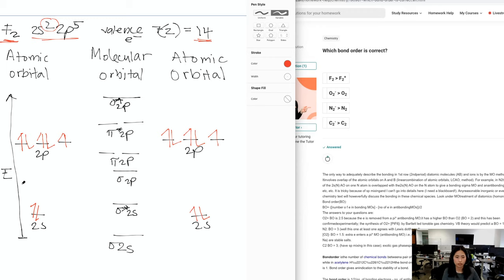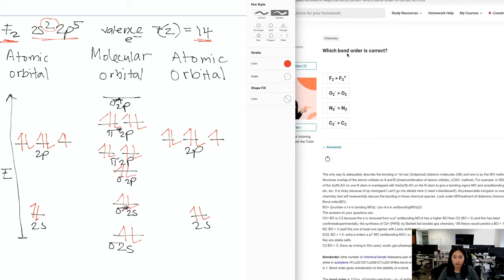And then for your molecular orbital, because you have 14 valence electrons, you start from the lowest energy level. And again, Hund's rule applies. That means you have to fill in your orbitals with the same spin first before you go ahead and put the opposite spin. So 14, so we have 1, 2, 3, 4, 5, 6, 7, 8, 9, 10, 11, 12, 13, 14, and then you stop there. So that means your last arrow should be at pi anti-bonding 2p.